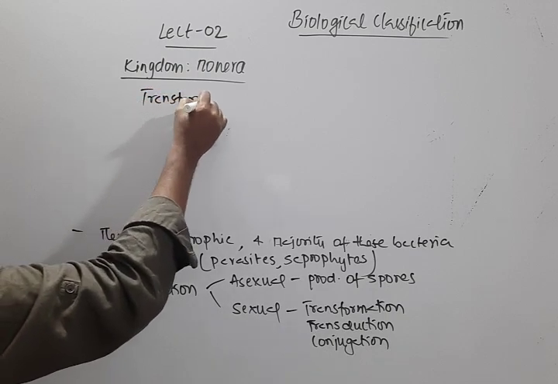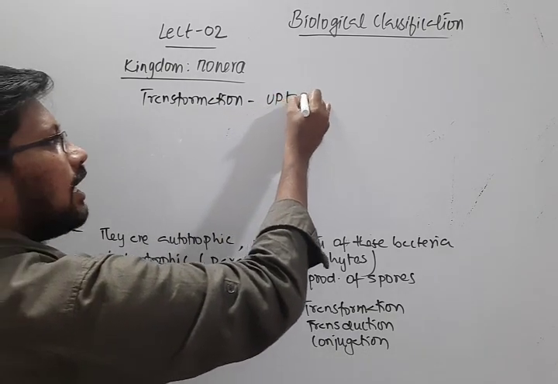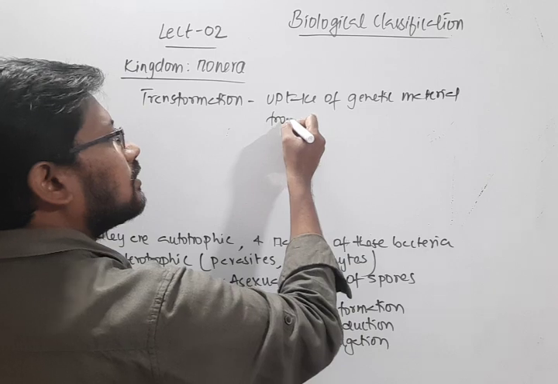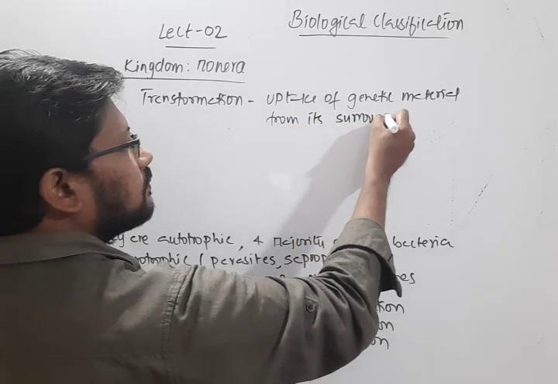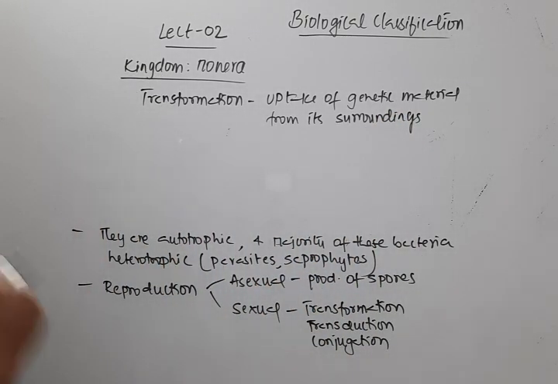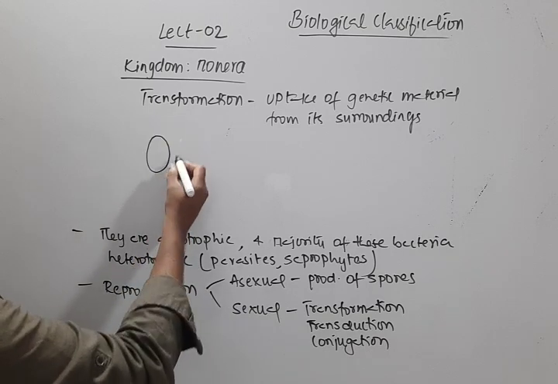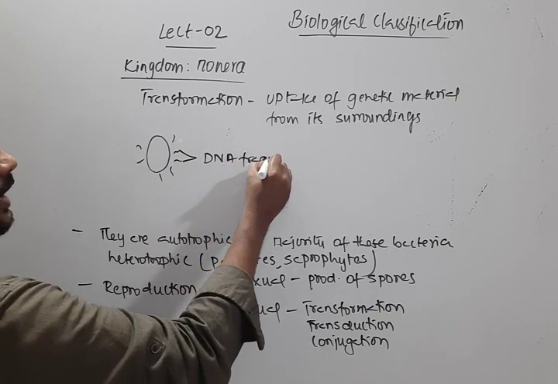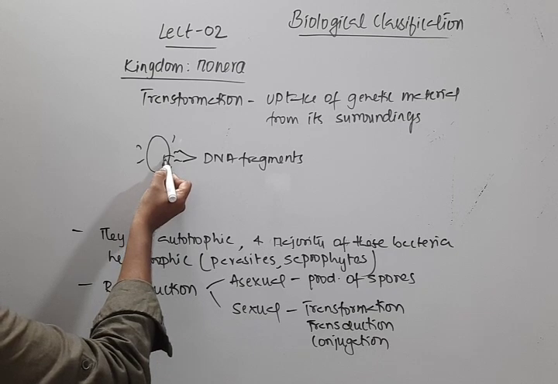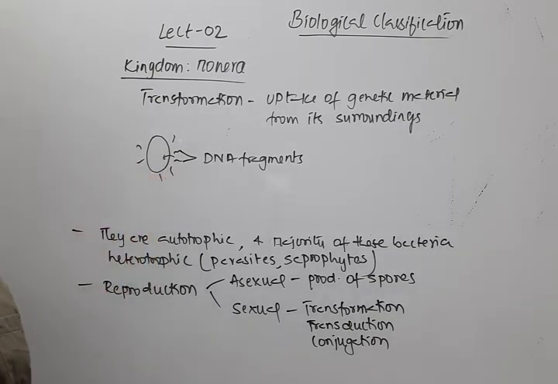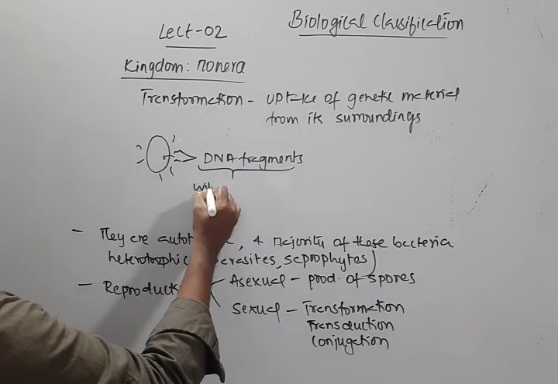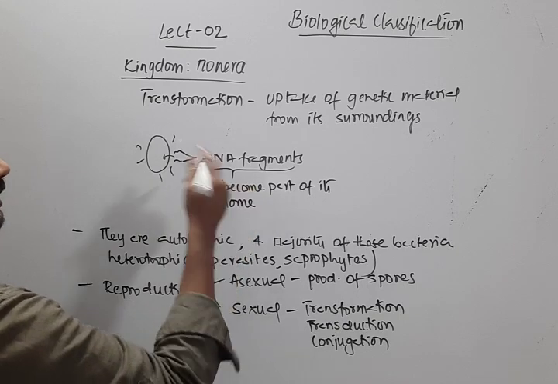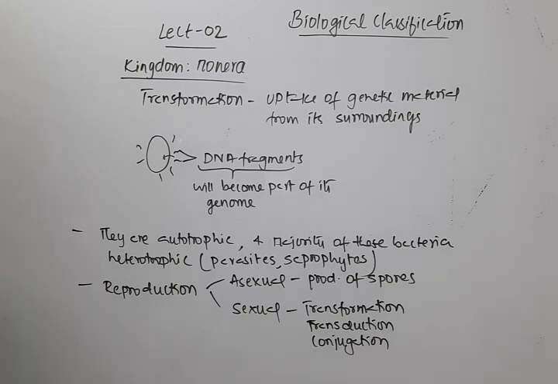So what actually is transformation? Transformation is simply the uptake of genetic material from its surroundings, so it is called transformation. If a bacterium is present here, and you can see some fragments of DNA, these are DNA fragments, and the bacterium has the ability to take these DNA fragments into it, and those DNA fragments can become part of its genome. So this type of sexual reproduction is called transformation.